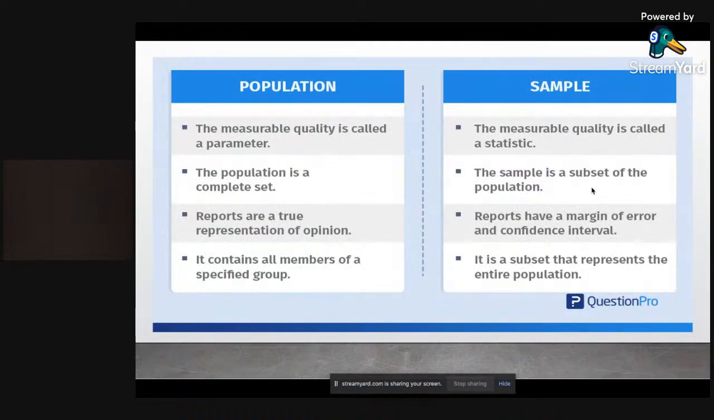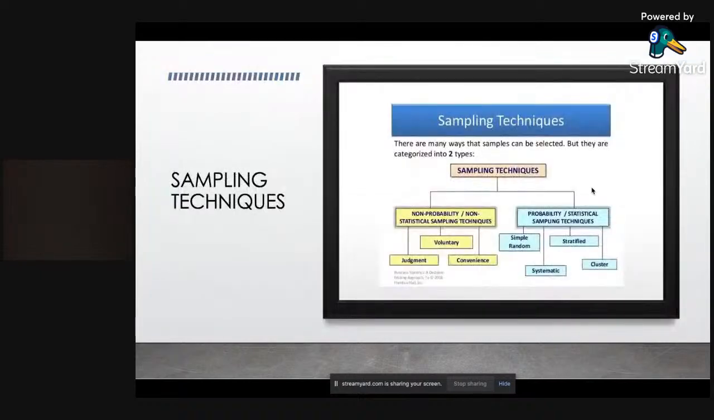And what is the difference between population and sample? For population, the measurable quality is called a parameter, the population is a complete set, reports are a true representation of opinion, and it contains all members of a specified group. In the meantime, for sample, the measurable quality is called a statistic, the sample is a subset of the population, reports have a margin of error and confidence interval, and it is a subset that represents the entire population. So basically, it's not really important. You just have to know that a sample is the subset of the population.